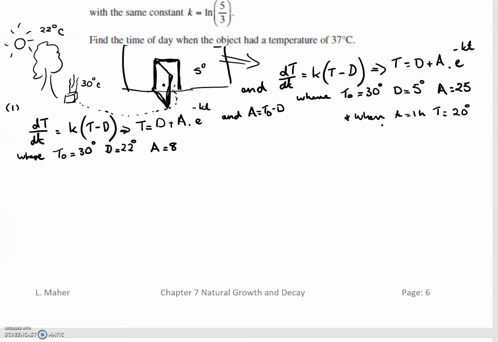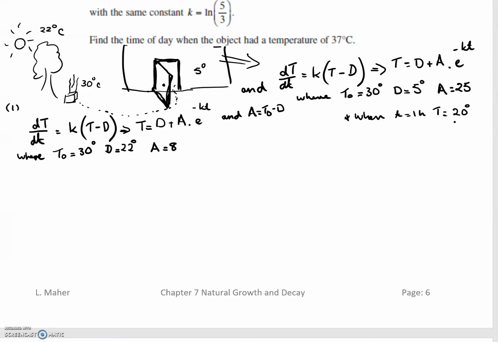It seems to me this object's cooling quite slowly because it's in an environment of 5 degrees, which is pretty cold, and it's taken 1 hour for it to drop 10 degrees. That's pretty slow cooling, I would think, but let's see. Let's do some maths.